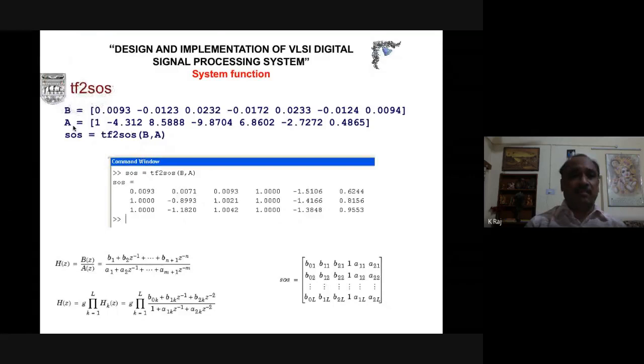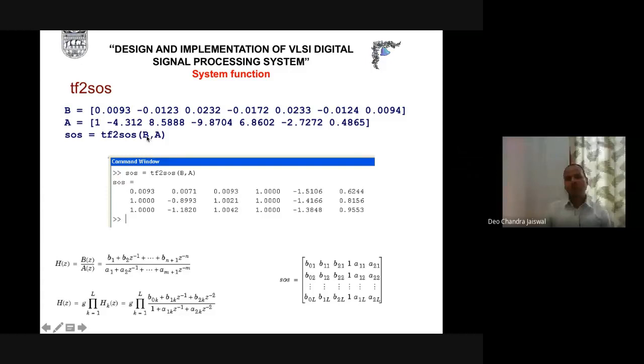Describe here the B and A, and then write SOS. What is the SOS? Second order section, which will be derived from the transfer function. The transfer function is converted to second order sections, derived from the B and A. And here we will get this return.